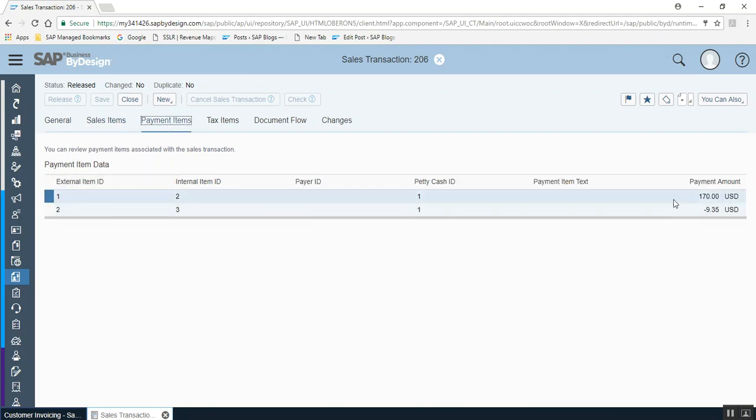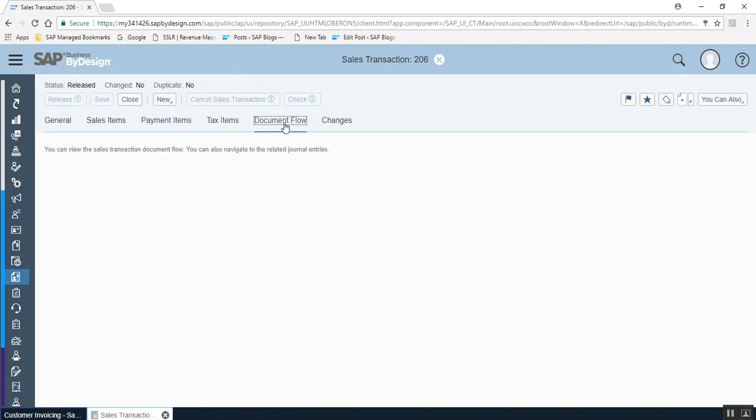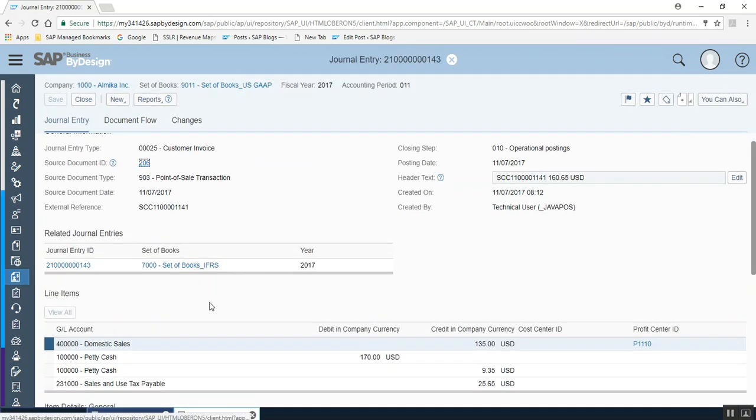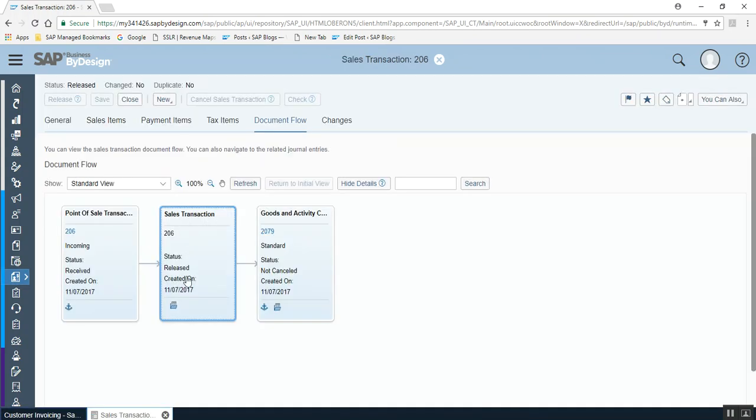information, the payment terms. In this case, $170 were paid by cash, and this was the amount that was written from the petty cash as change, and tax details if you are interested. The document flow is what we are interested in. As an end user you have to make sure the general ledger postings have happened. You can click on the sales transaction to see the general ledger postings. The petty cash amount is moved from one account to the other account, along with the sales tax information. This is the general ledger posting of the sales transaction.